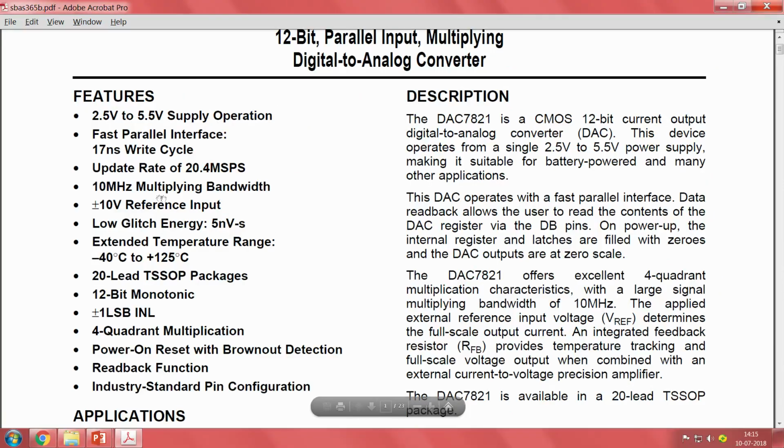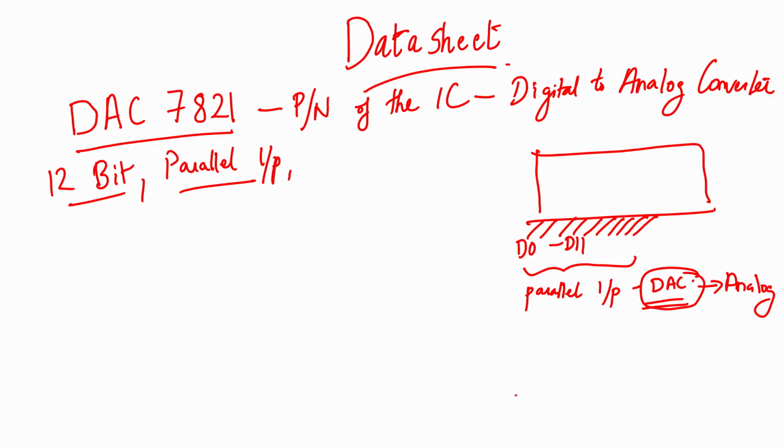So, that is 10 megahertz multiplying bandwidth, then plus or minus 10 volt reference input. This is the input level of the reference input. Plus or minus 10 volt means these are the values of your ranges: 0 volt to 10 volt, or it can even be minus 10 volt to 10 volt.